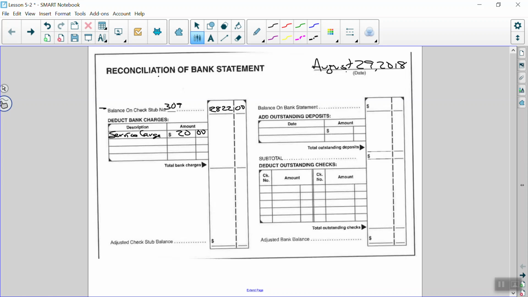Now I could have other things, unfortunately maybe I have an overdraft. I might put that there, something like that, that I don't know about yet. I don't have anything else, so I'm gonna take this $20 and right here you have total bank charges. I'm gonna put $20 right there. They took that out of my account, so do I add or subtract? Subtract. So I take 2822 minus 20, I get 2802.